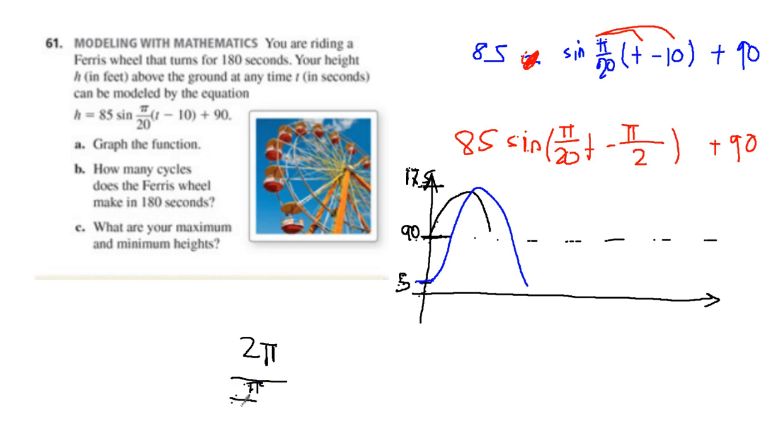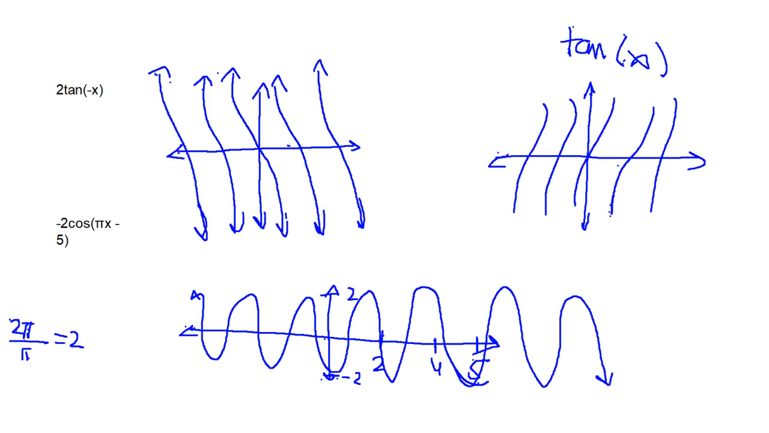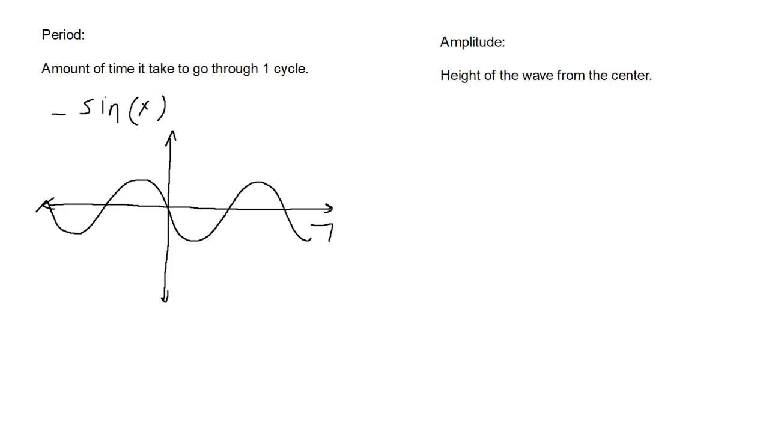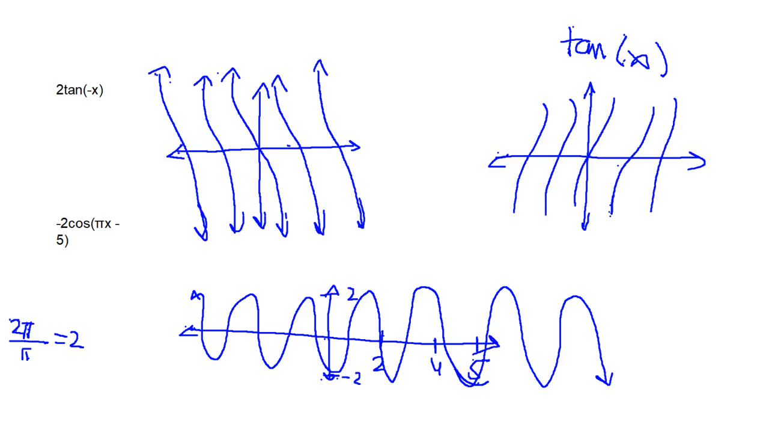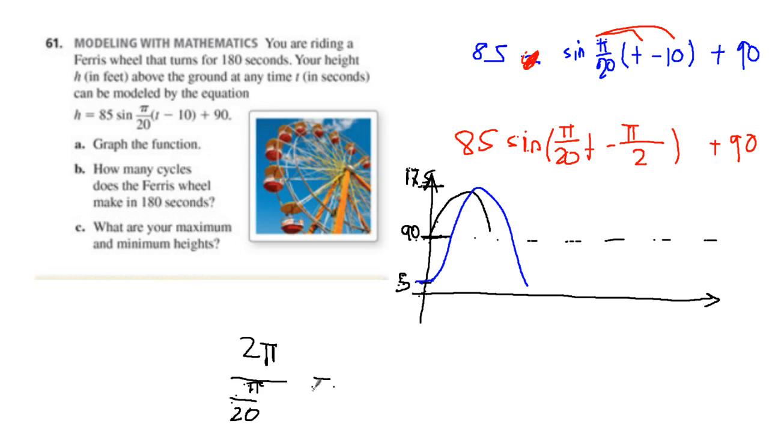So 2 pi over pi over 20, right, is equal to, if we go back to a few slides ago, I think I have the formula. Where is it? The amount of time it takes to go through one cycle, I don't have the formula, but it's 2 pi over pi over 20, which is equal to 40, right? So every 40 seconds, the Ferris wheel completes a cycle.